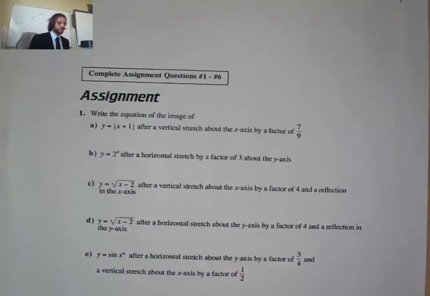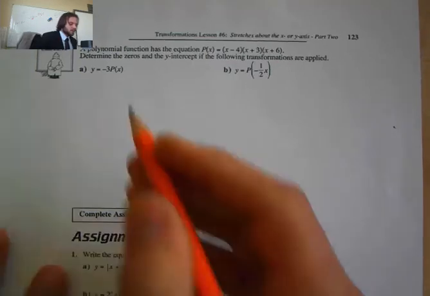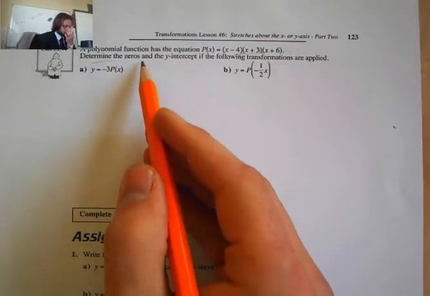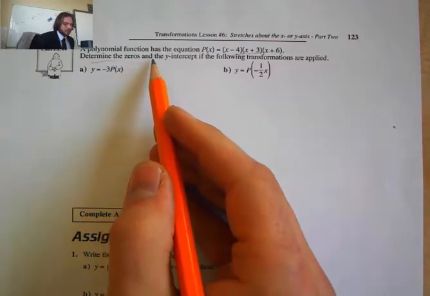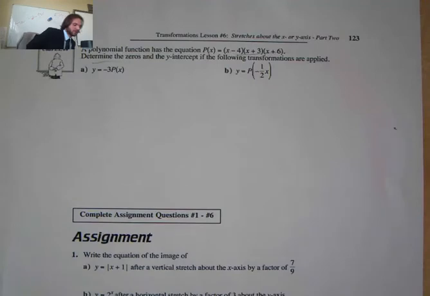So question 4, very last question. Alright? It says, a polynomial function has this equation. Okay? Determine the zeros and the y-intercept if the following transformations are applied. So that's the x and y-intercept.